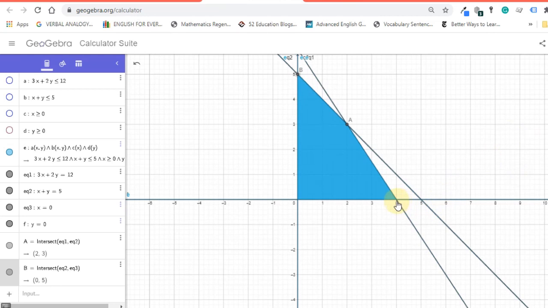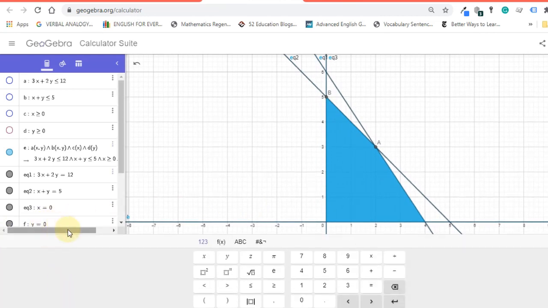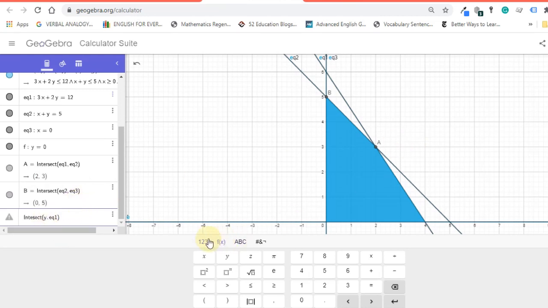What else here? Oh, I did not have this. This is F, right? Y equals 0, correct? So, intersect, although of course that's obvious, I just want to show it to you. Intersect, this is Y, and from here, what is that? Equation 1. Enter. Oops, I'm sorry. The Y equals 0 is F. So it should be F. How come it's not working? F is Y equals 0, right?